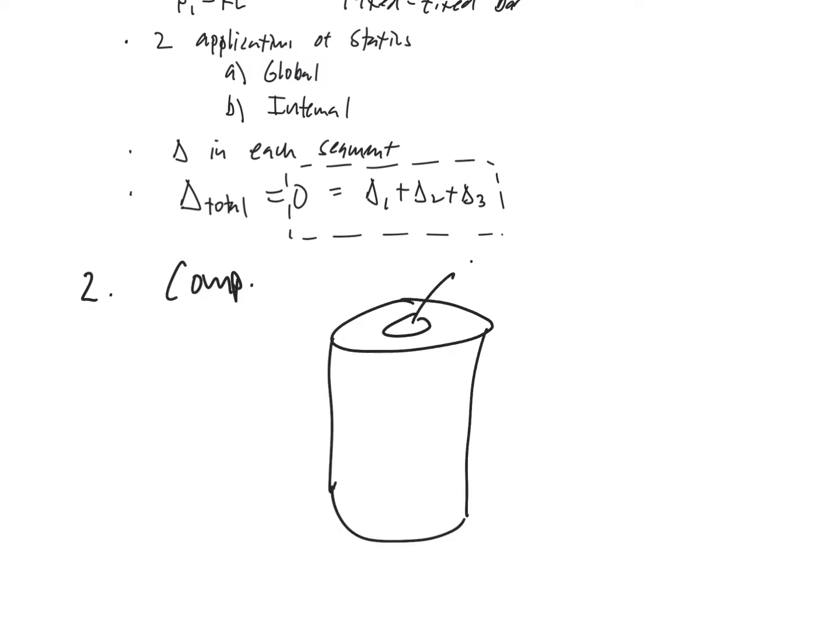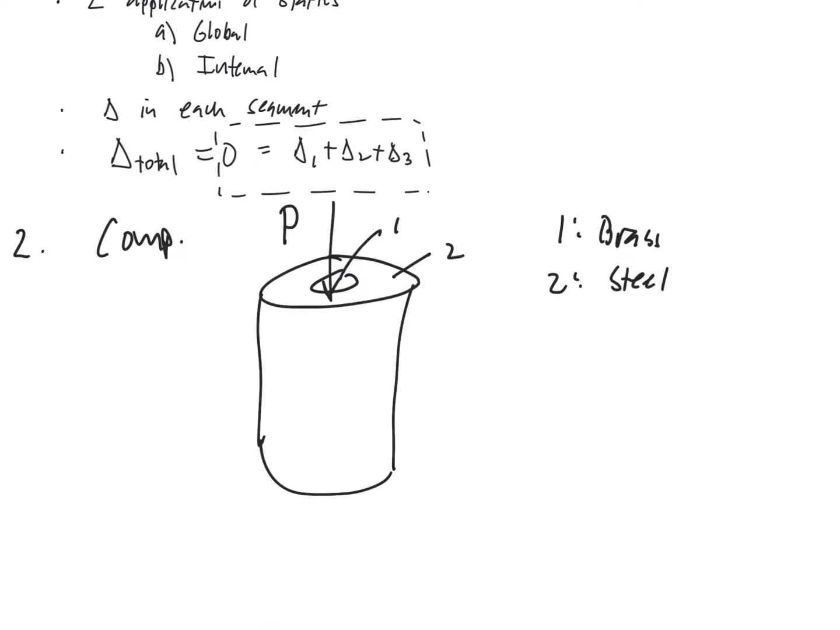So that would be our material number 1. That would be our material number 2. And let's say 1 is brass, and 2 is steel. And we've got a force coming down like this. So part of that axial force is going to go into the brass, part of it is going to go into the steel. And you can't just divide it however you would like. You have to use a formalized process to do that.